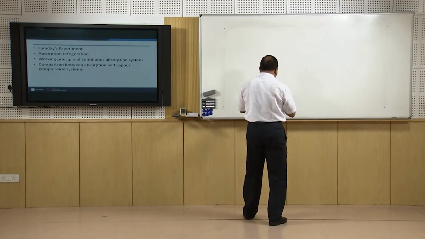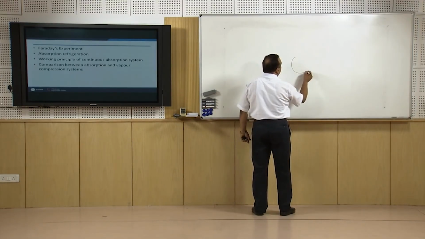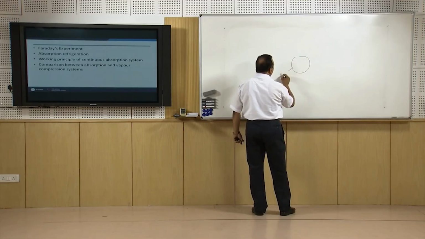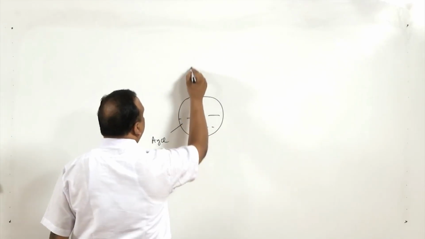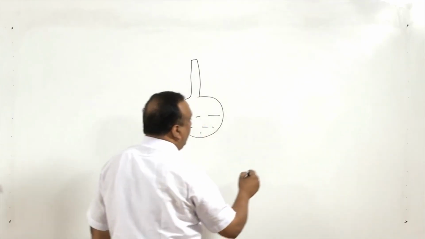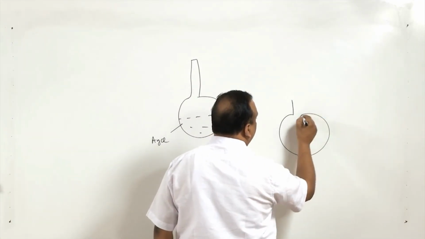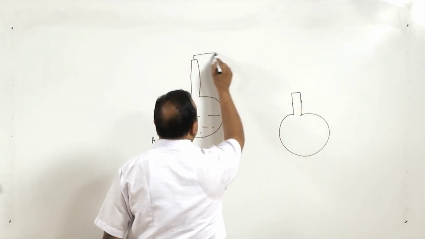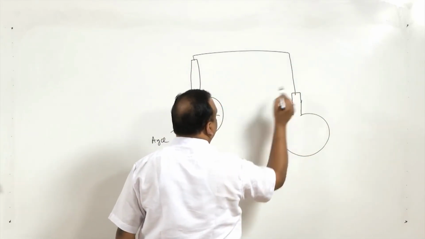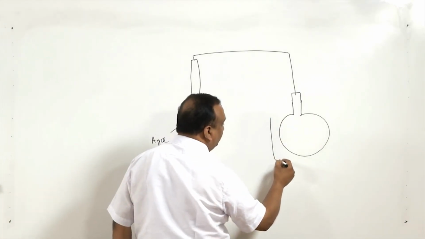So in one of his experiments, he took silver chloride powder, AgCl powder, in one flask, and he took another flask, created a vacuum and connected these two flasks. And this flask was placed in a pool of water.